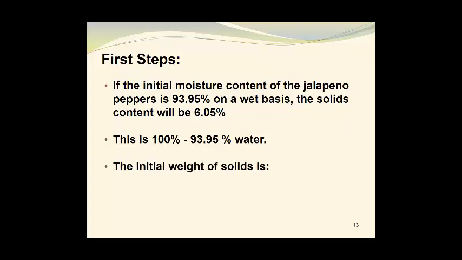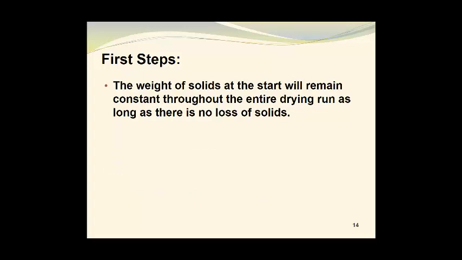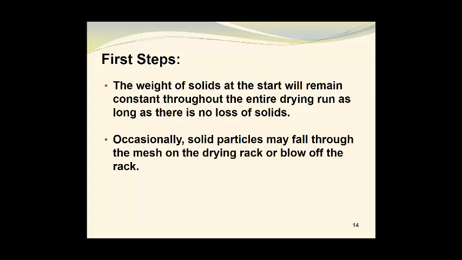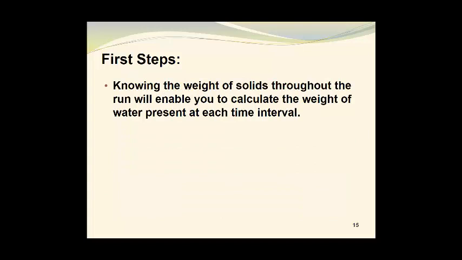The initial weight of the solids is going to be equal to the weight of the starting material times the percent solids as a decimal fraction. The weight of the solids at the start will remain constant throughout the entire drying run as long as there is no loss of solids. Occasionally, some solid particles may fall through the mesh on the drying rack or blow off the rack. However, this very seldom occurs if care is taken to avoid such situations and problems.